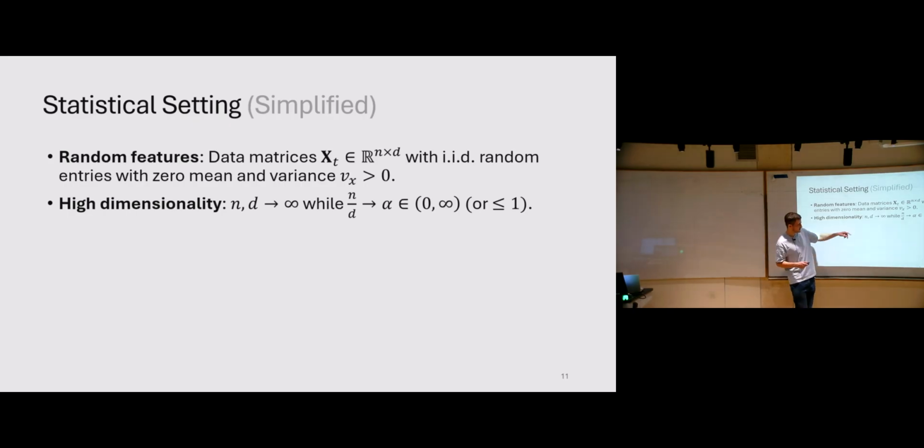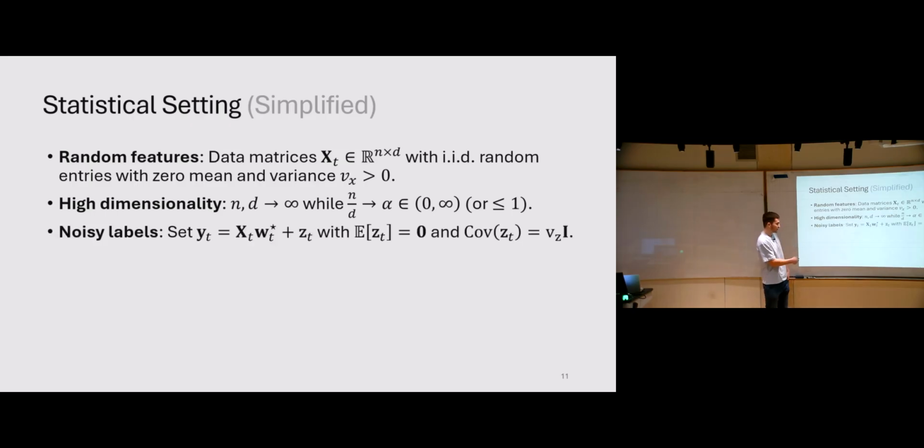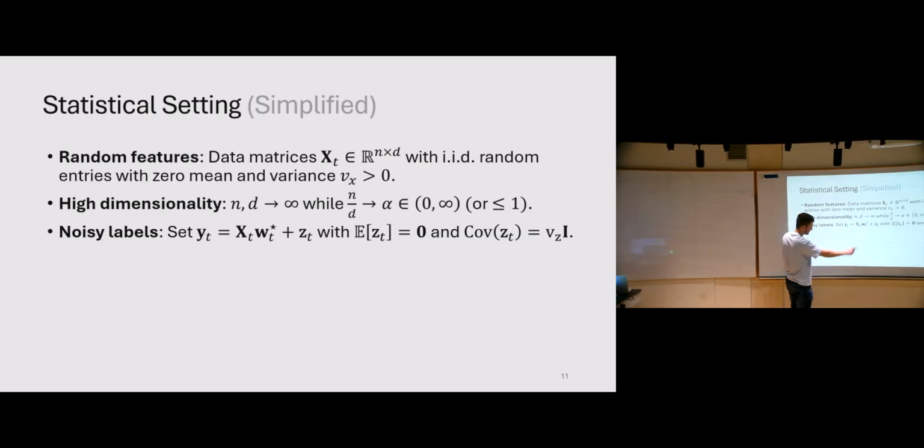Actually, in the first work, we assume that alpha is less than or equal to 1. That is, we are in the overparameterized regime. Each one of the entries in the matrix has i.i.d. entries with mean 0 and variance v of x. And the labels are generated from a noisy linear model, that is y_t equals x_t times the teacher plus noise. The noise has expected value 0 and an isotropic covariance matrix. Isotropic covariance is a constant times identity.